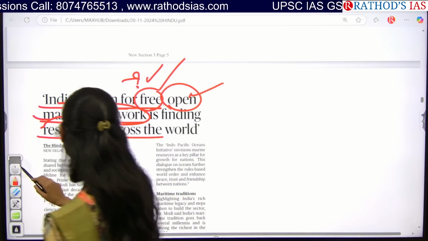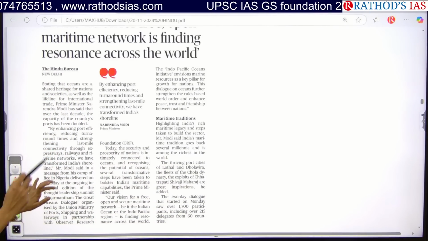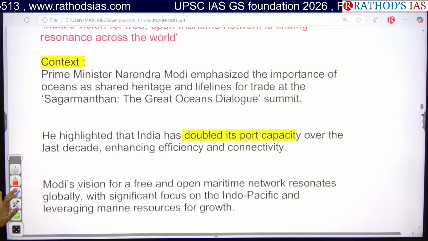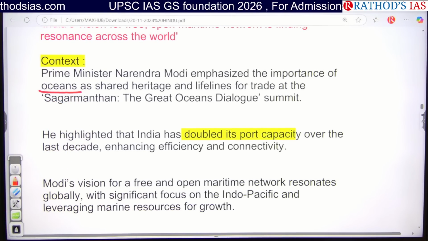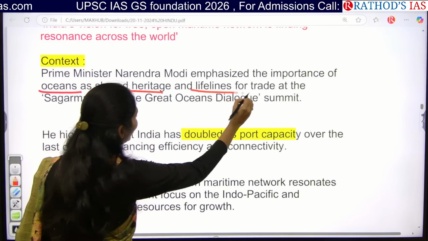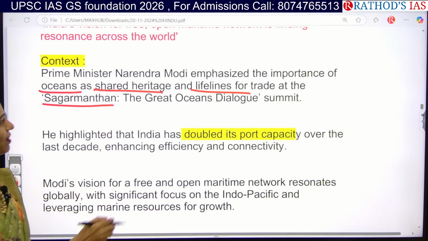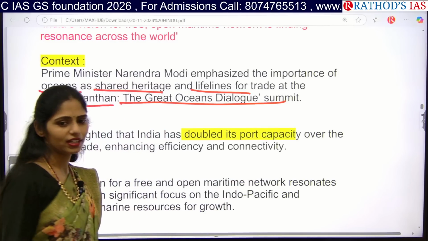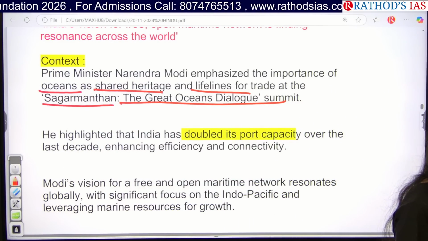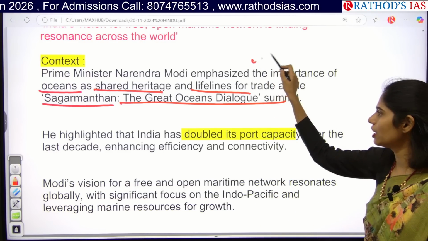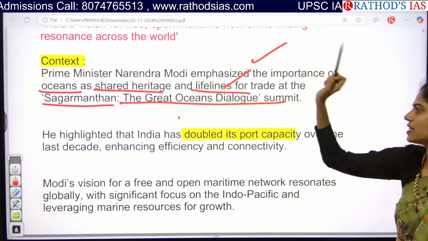Okay, so let us see this article and let us see what exactly our Prime Minister is saying about our maritime networks. Our Prime Minister emphasized the importance of oceans and shared heritage and lifelines of trade at Sagar Manthan. So actually we are having the Great Ocean Dialogue Summit. So write down, Great Ocean Dialogue Summit. In this summit, our Prime Minister emphasized the importance of oceans as well as shared heritage and lifelines of trade.